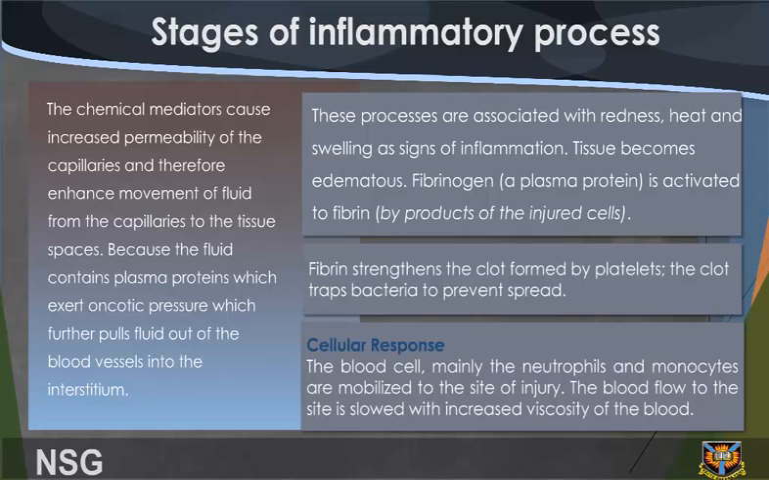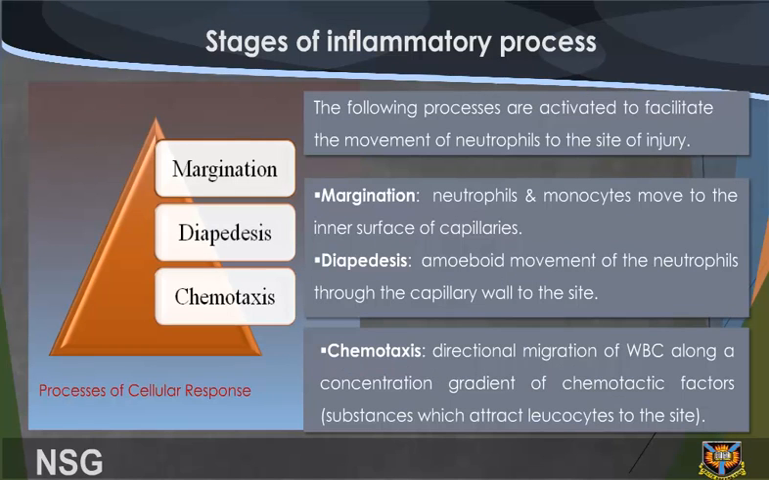Cellular response. The blood cells, mainly the neutrophils and monocytes, are mobilized to the site of injury. The blood flow to the site is slowed with increased viscosity of the blood. The following processes are activated to facilitate the movement of neutrophils to the site of injury. Margination. Neutrophils and monocytes move to the inner surface of capillaries. Diapedesis. Amoeboid movement of the neutrophils through the capillary wall to the site.